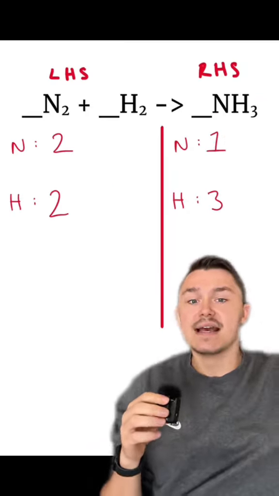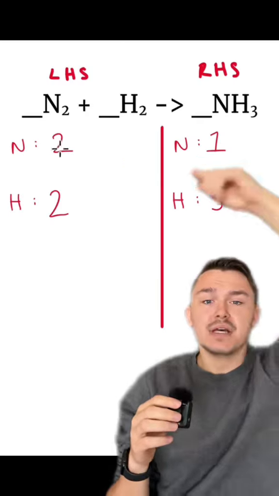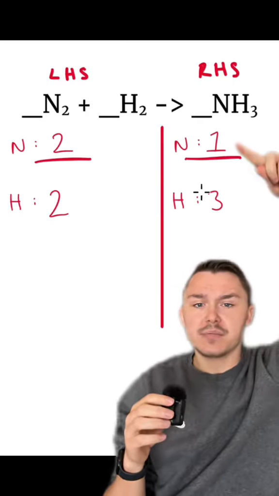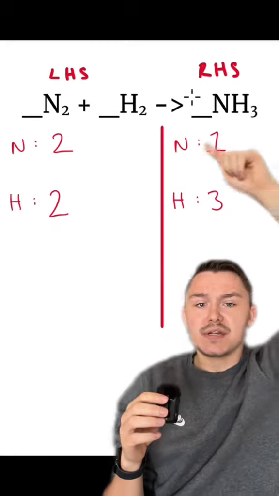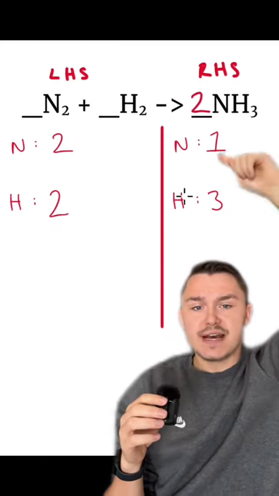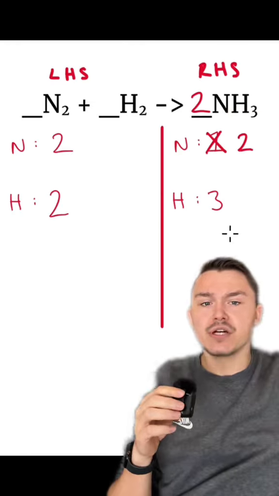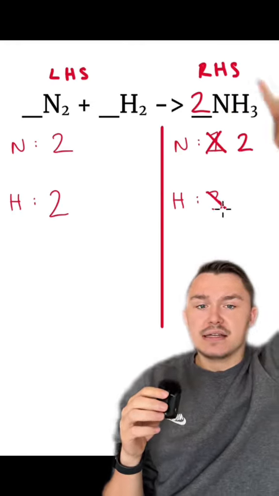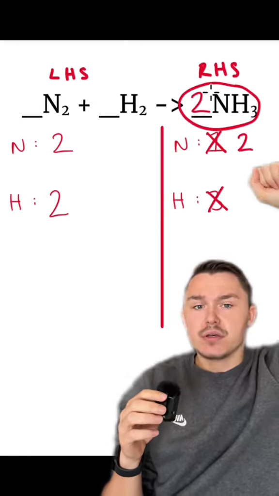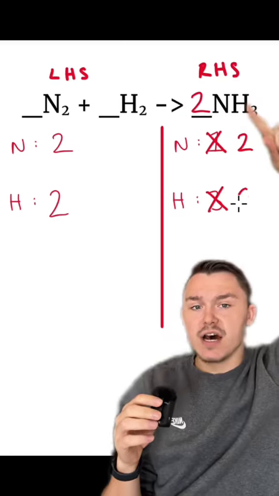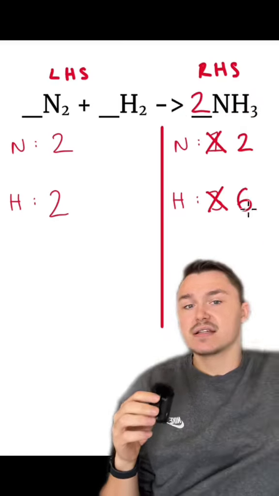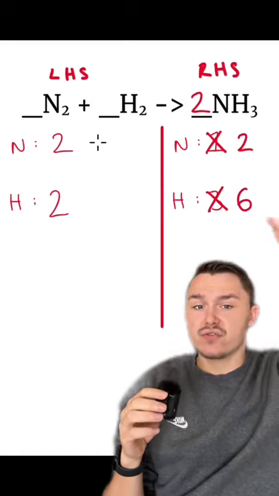Well, 2 on the left for nitrogen, 2 on the left for hydrogen, only 1 nitrogen, and 3 hydrogens on the right hand side, and then I need to start balancing them. So there's a difference here between the nitrogens on either side, so I need to double this 1 in order to have 2, so I'm going to do just that. I put a big 2 in front of the ammonia, and that doubles that nitrogen number onto 2, but it also doubles the hydrogen number to 6. So now I've got 6 hydrogens on the right.